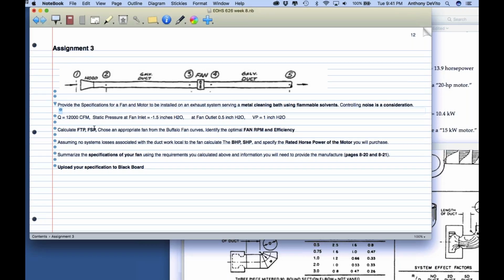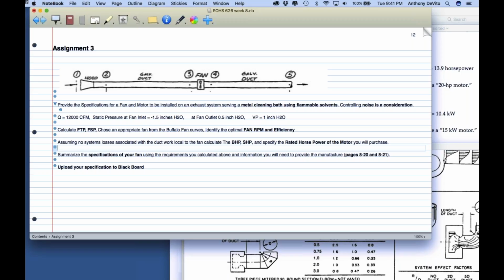Okay, calculate fan total pressure, fan static pressure. Choose an appropriate fan from the Buffalo fan curves. Identify the fan RPM and the efficiency. Assuming that no system losses are associated with that, you're going to go in straight and come out straight. Okay, calculate the brake horsepower, the shaft horsepower, and specify the rated horsepower of the motor that you're going to need. Summarize the specifications of your fan and the requirements from the information above. You'll need to provide the information that you'll need on pages 20 and 21. In other words, the materials, all that kind of stuff.